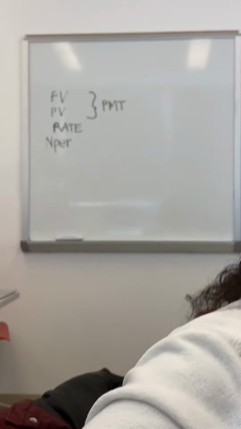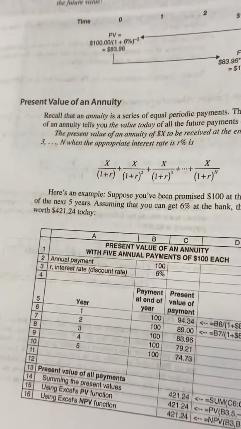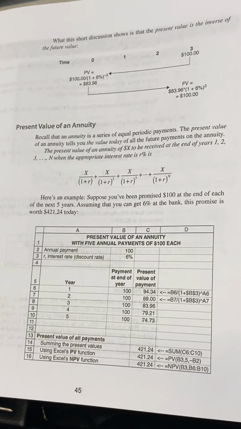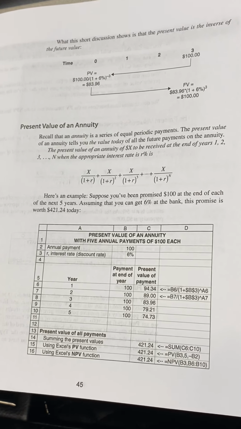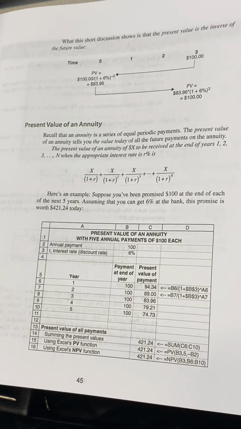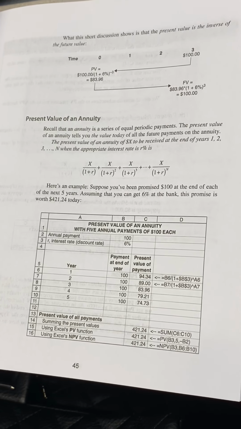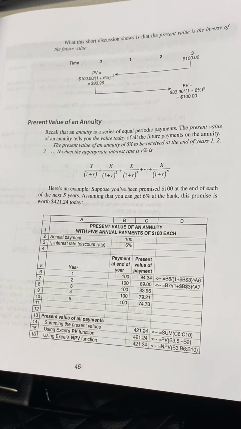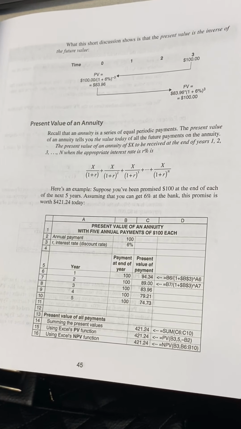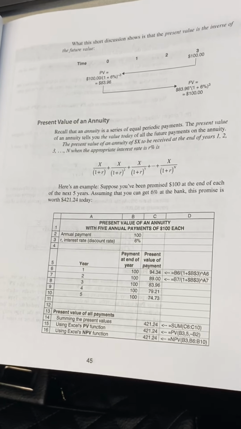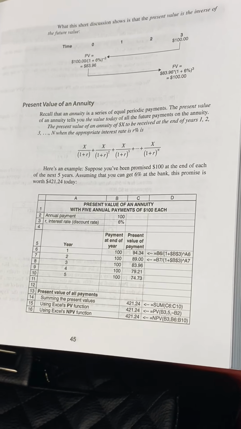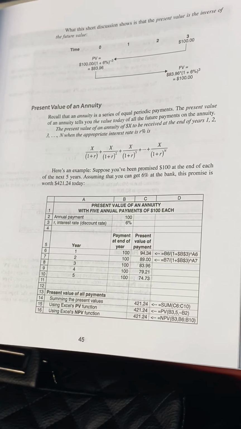Go to page 45. Do you see a graph on page 45? Yes. Is this graph correct? Yes, it is. Are the math that are related to the graph correct?